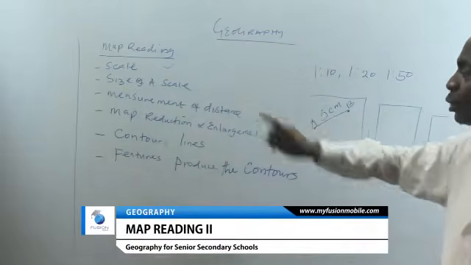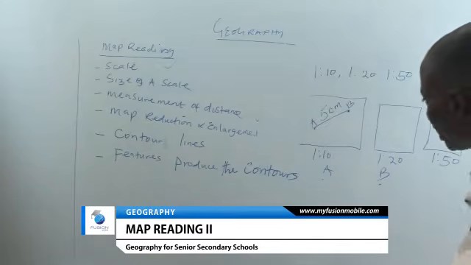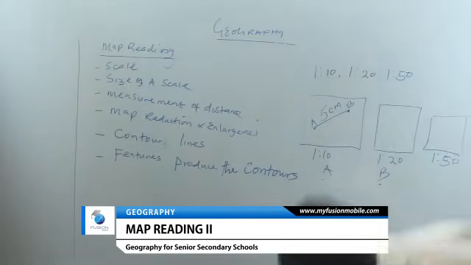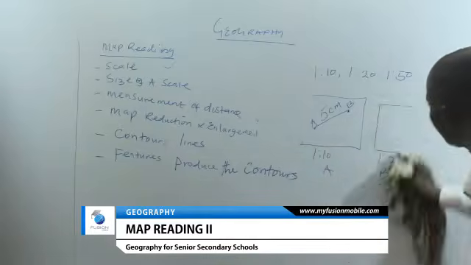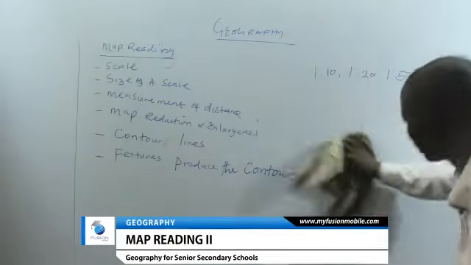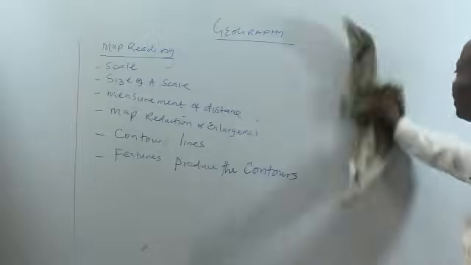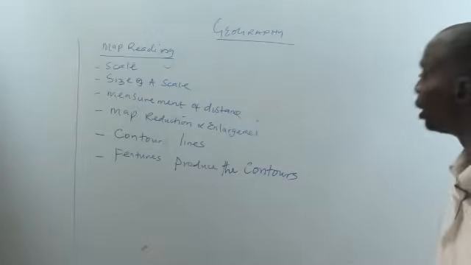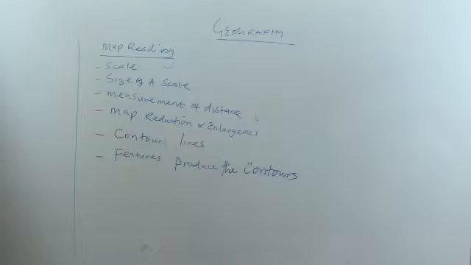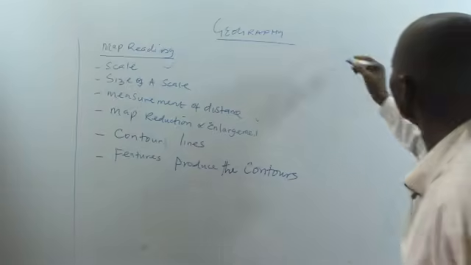But now let's look at the measurement of distance on the ground. What are the procedures? Now let me clean the board and draw a map to a certain scale. Then we'll measure it and see how we can find the actual distance of those 2 points on the ground. Let's look at it.